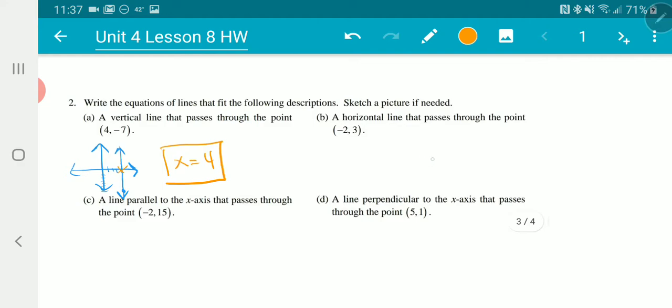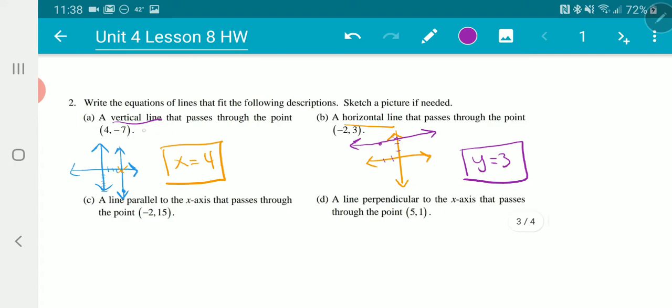So that would be my equation right there. Letter B says a horizontal line that passes through the point -2, 3. So if I wanted to draw this, I could absolutely draw out my x and y axes. I'll use a different color this time for the line. Let's use purple at -2, so -1, -2, up 3, 1, 2, 3. So my point would be here. It says it's a horizontal line. So I'm crossing right at y equals 3. So y equals 3 would be my equation there. And again, if you make that connection, vertical lines are going to be x equals, and horizontal lines are going to be y equals. You don't even need to draw your picture.